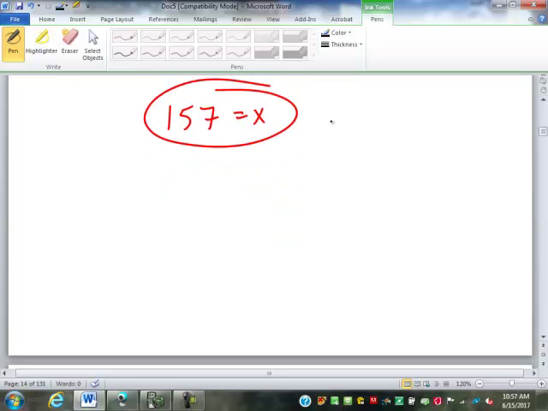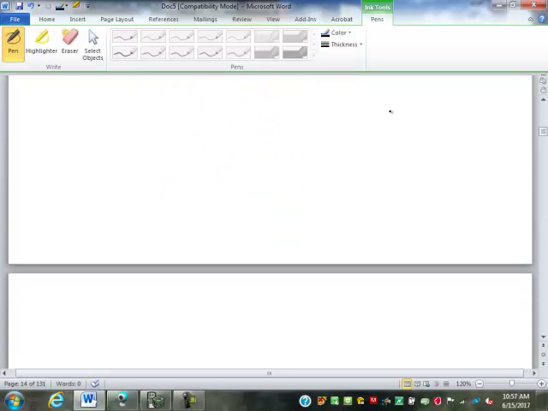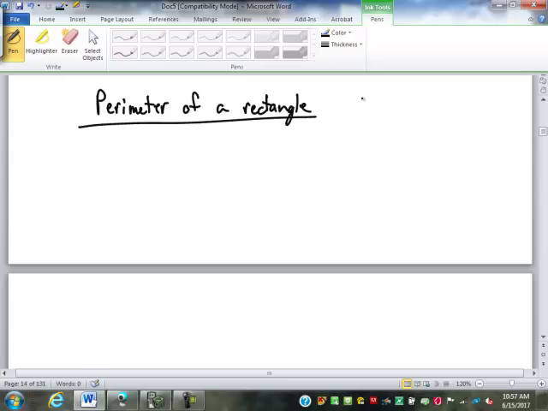Now, sometimes we'll have geometric formulas, like the perimeter of a rectangle. Perimeter of a rectangle, P, is equal to 2 times the length plus 2 times the width.